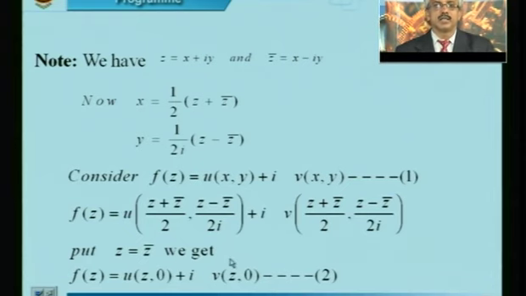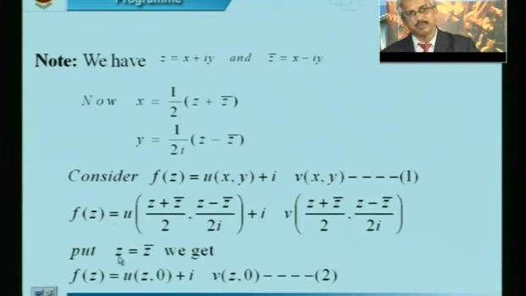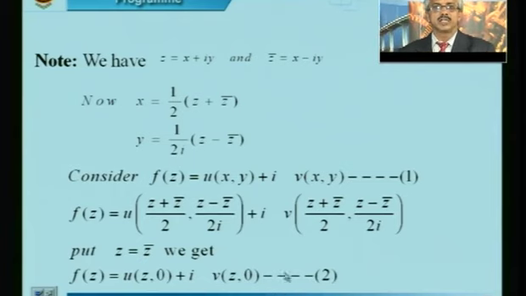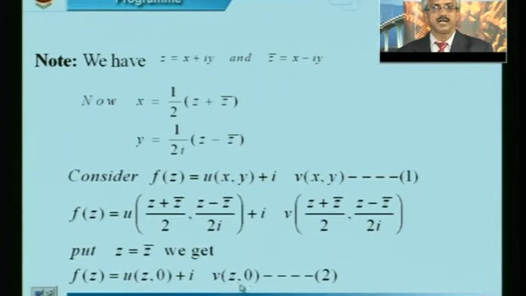Similarly we get that. Now suppose that the complex conjugate and the complex number have the same value, that means z is equal to z bar, I got the result f of z is equal to u of z comma 0 plus i into v of z comma 0. Just observe equations 1 and 2. Equation 2 is the same as 1 if you replace x by z and y by 0, and here x by z and y by 0, I can get this one. This is due to Milne-Thomson.